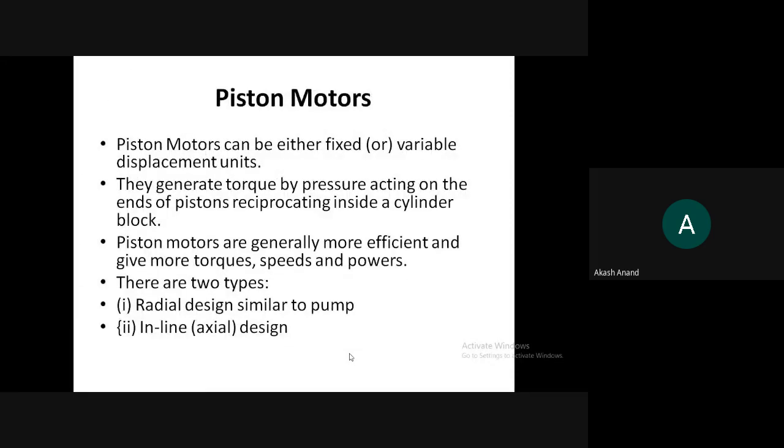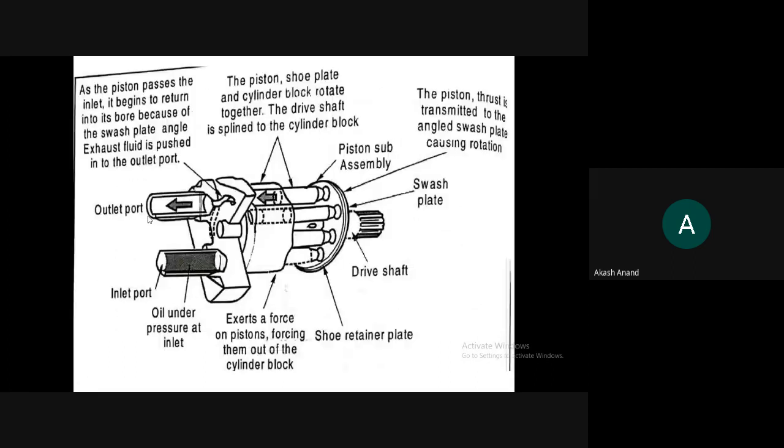They generate torque by pressure acting on the ends of the pistons reciprocating inside the cylinder. This is the basic idea of a reciprocating, that is, a linear actuator's basic principle. You can see in the figure that there is a reciprocating piston inside the cylinders of the cylinder block.